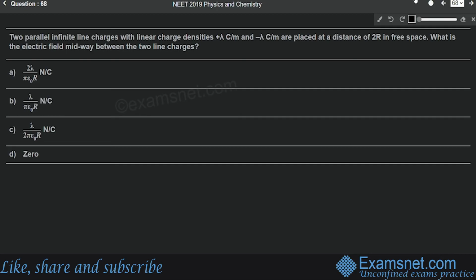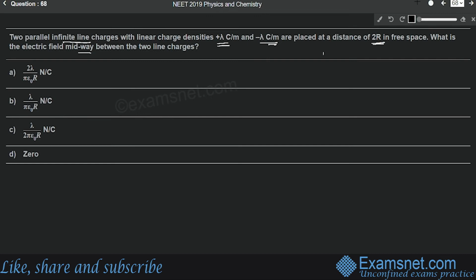Question number 68 is from the chapter Electric Charges and Fields, and the question is: two parallel infinite line charges with linear charge densities plus lambda coulomb per meter and minus lambda coulomb per meter are placed at a distance of 2r in free space. What is the electric field midway between the two line charges?